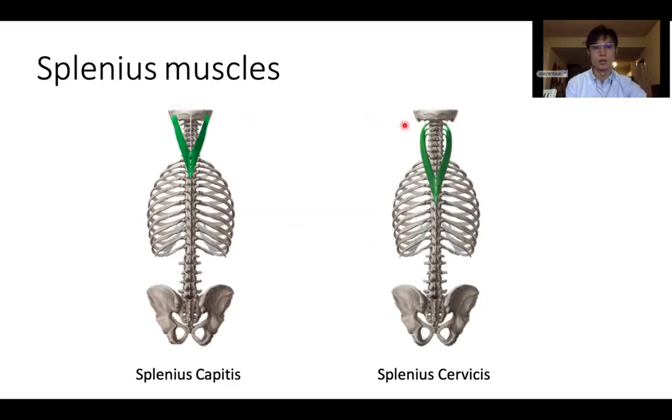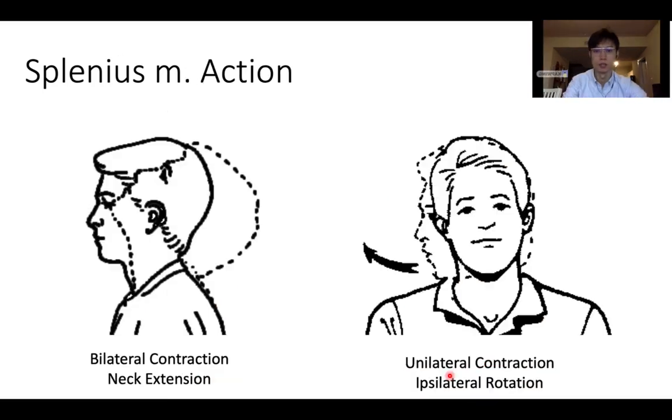They go superolaterally from the midline to attach on the head or neck, and hence the name splenius capitis. Caput means head, like a baseball cap, and splenius cervicis. Cervical indicates the neck. The actions of the splenius muscles are to extend or ipsilaterally rotate the head.